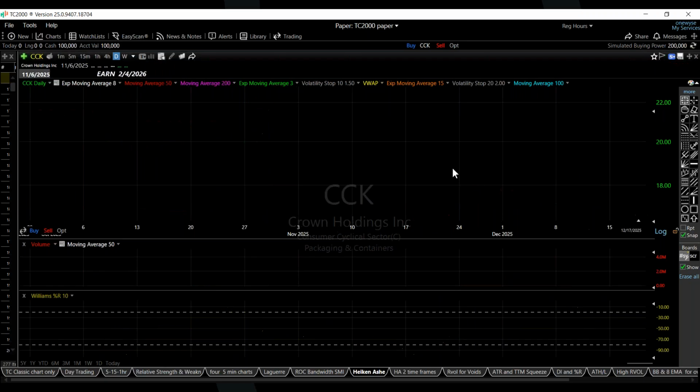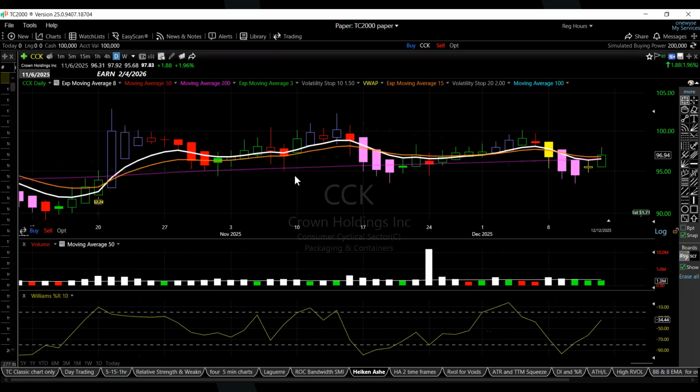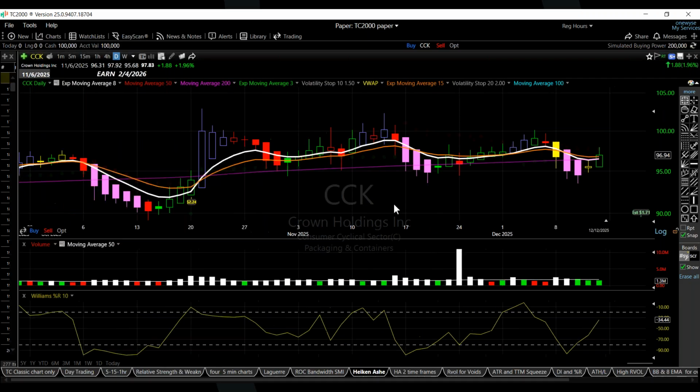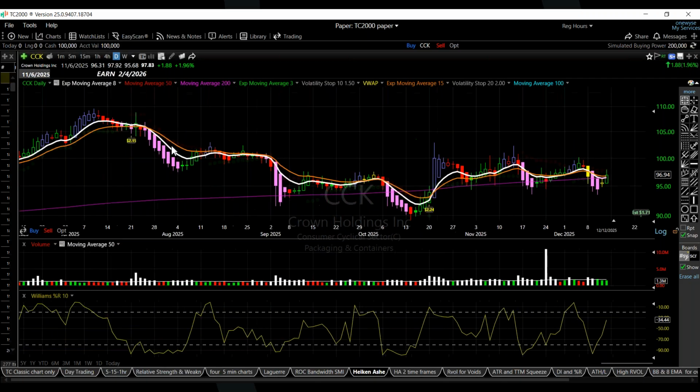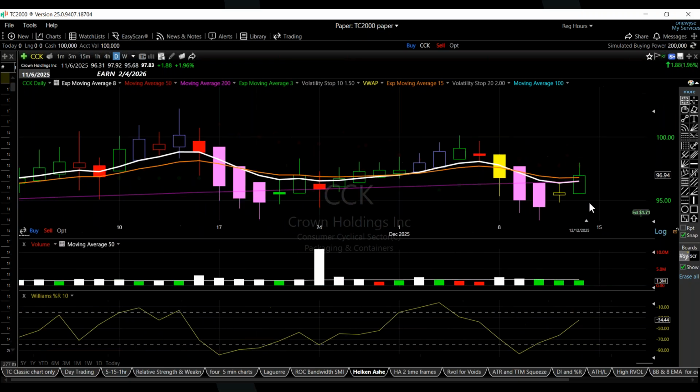So what I'm doing here, this is CCK. This is my TC2000 chart, and I've got this set to Heiken-Ashi. If you look at CCK, you can see that the stock has been kind of drifting down, but it puts in a Heiken-Ashi reversal candle right here. This is one you'd be looking for on Monday to take long if it opens green and moves up. All right, on CCK. Let's see, what's this one?